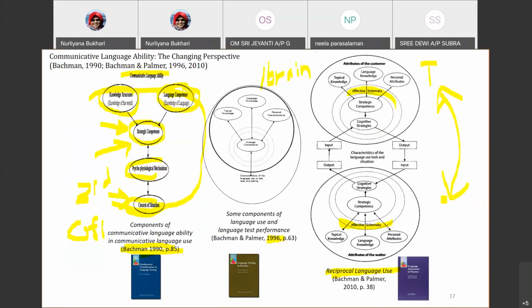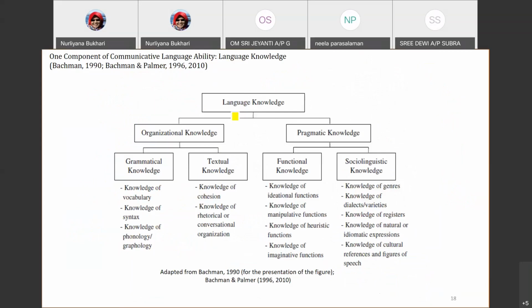Okay, and here, remember the language knowledge. This one part, the one that I'm coloring a lot here now. Now they're actually expanding it. Language knowledge consists of organizational knowledge and pragmatic knowledge. Organizational means the way you use grammar, vocabulary, syntax, how you use the words, how you write it, how you pronounce it, everything. So now you have everything under the sky. It goes deeper. Even based on this, you can come up with one research based on the language knowledge in Bachman and Palmer.